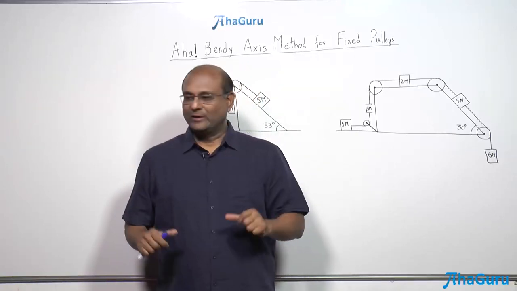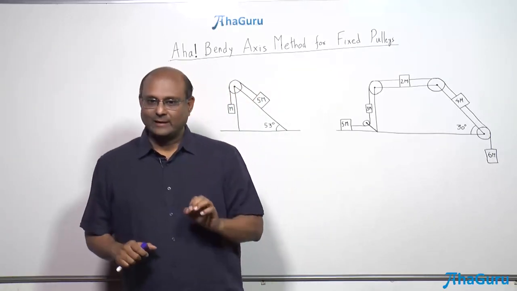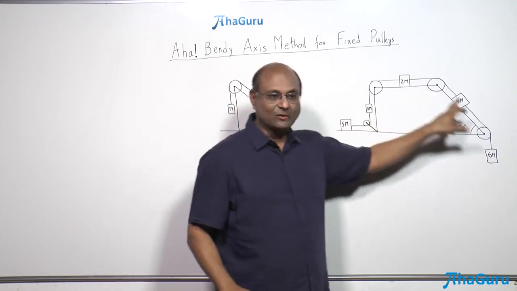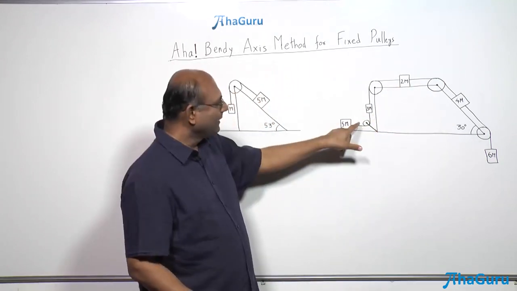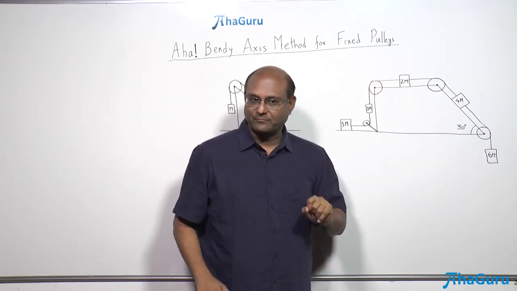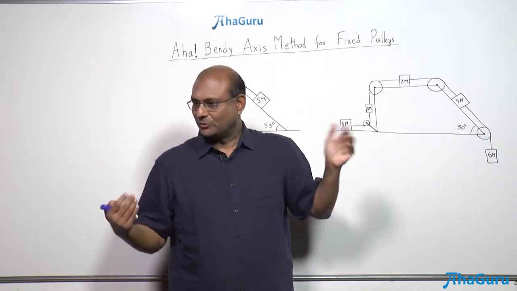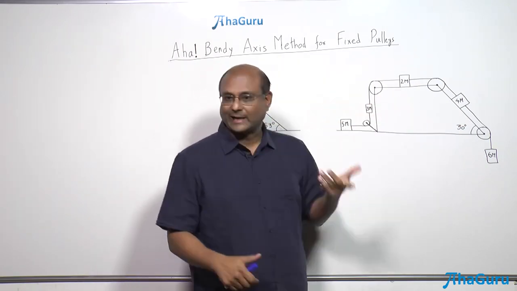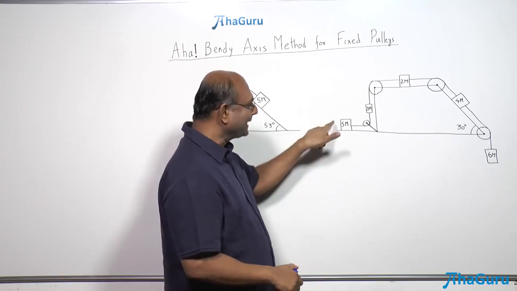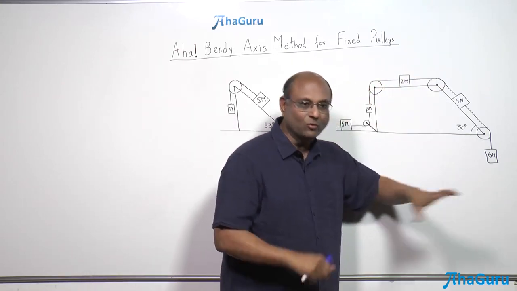So welcome. In this video, we are going to learn a new method to solve problems that look like this. So what does that mean? You have fixed pulleys, all these pulleys are fixed. You have seen questions like this, I'm assuming, right? Where you have lots of blocks that are connected. But the interesting part is that they move in one single overall direction.